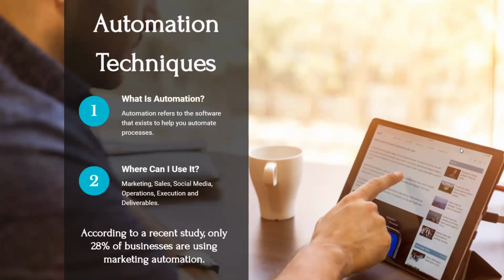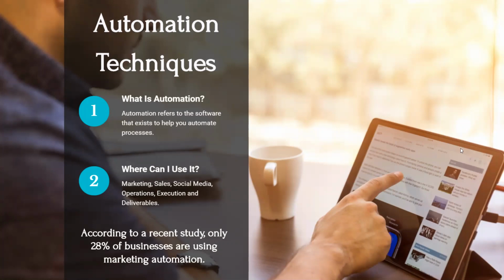So where do we begin? What is automation? Well, it refers to the software that exists to help you automate processes. Many of you may already be familiar with different kinds of automation. However, in the business realm, it can be used within a variety of areas, such as marketing, sales, social media, operations, execution, and deliverables.